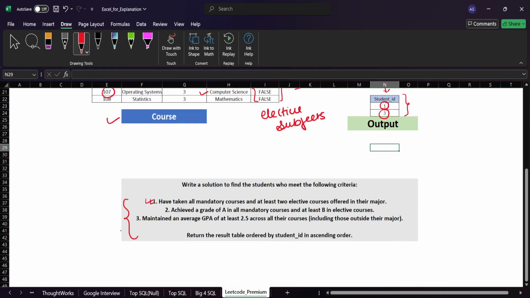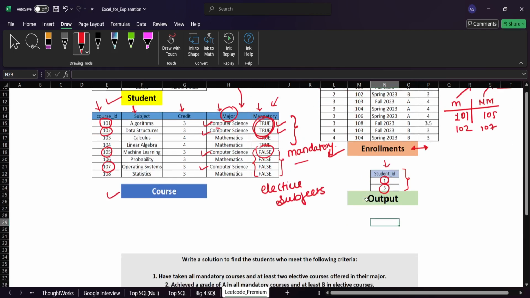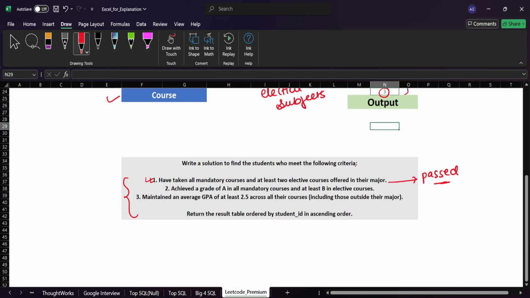And here, have taken all the mandatory courses and at least two elective courses offered in the major. So this criterion passed. For student one, the major is computer science, and for computer science, we have two mandatory subjects and two elective subjects, and the student has taken all of them. So this condition is met. First condition met.